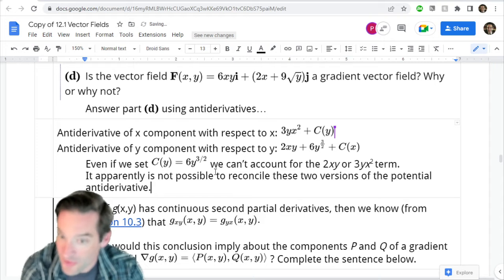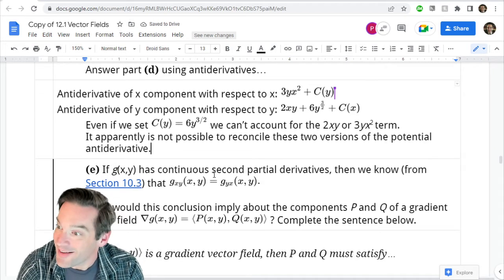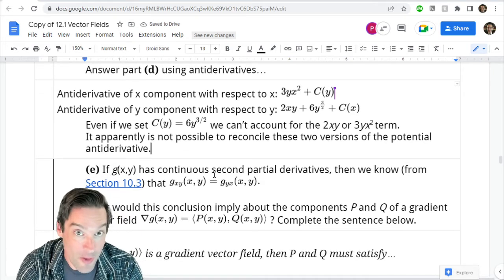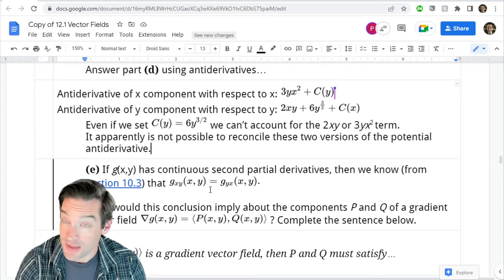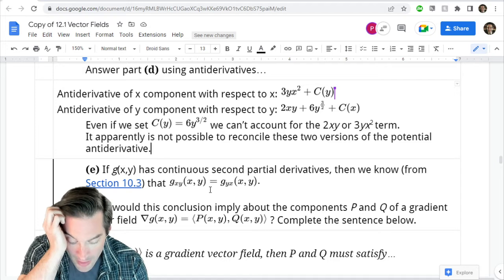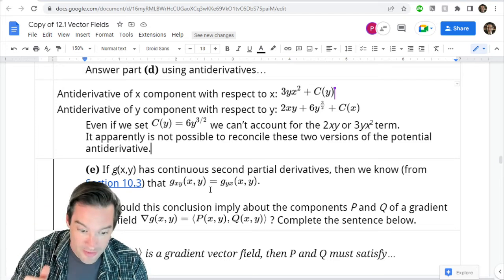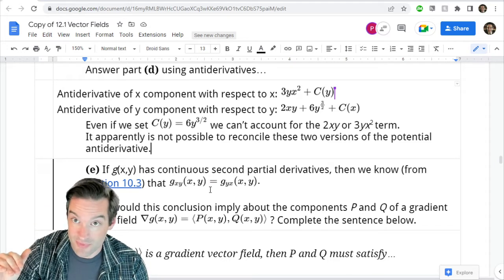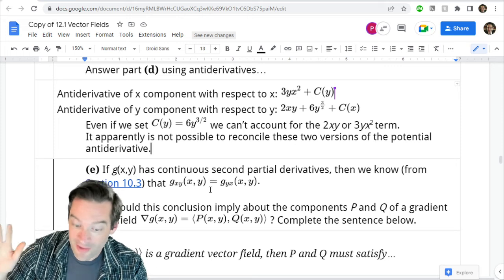I guess I'm using the word potential here as a double entendre, right? A possible antiderivative that would be called a scalar potential function, but one appears not to exist in this example. And this is where the authors of this activity sort of leave us in a lurch, right? And just like, okay, let's just move on.